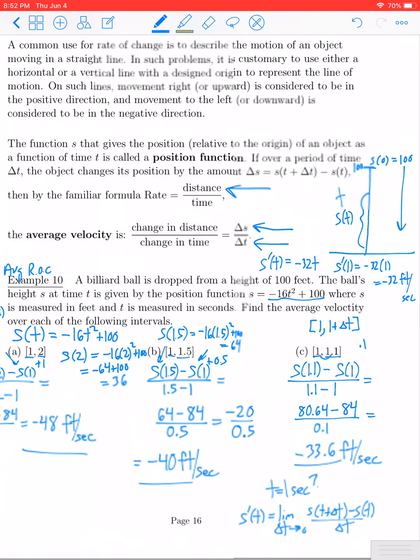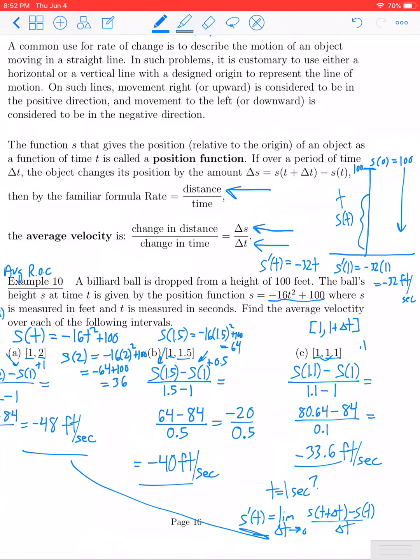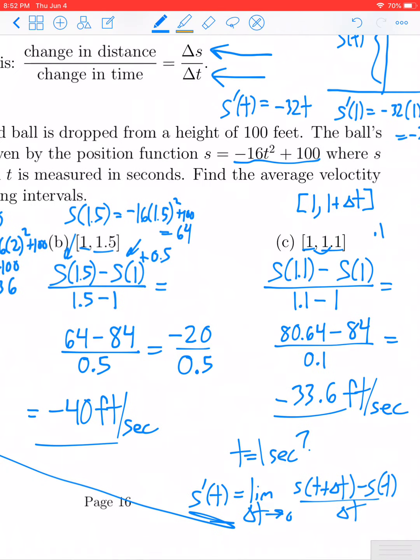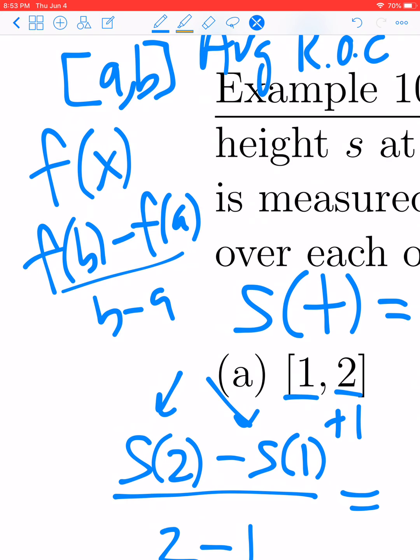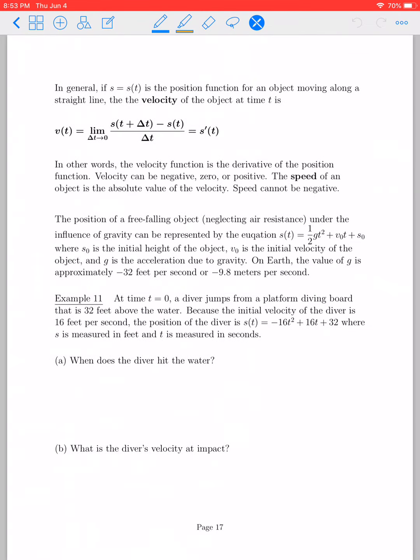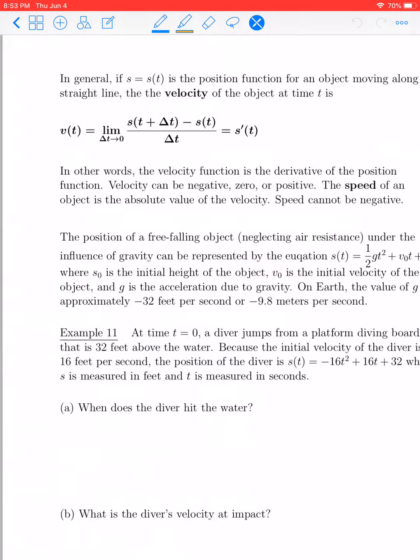So you can see that we're approximating it here by letting delta t go to 0. And what we see is that the outputs are getting successively closer to negative 32, which would have been the limit in this case. So if we're talking about an average rate of change, just be aware that this would be the average rate of change over the interval a to b. But the moment we begin to talk about instantaneous rate of change or instantaneous velocity, that's going to be the derivative. Okay. And this leads us into the next part of it.